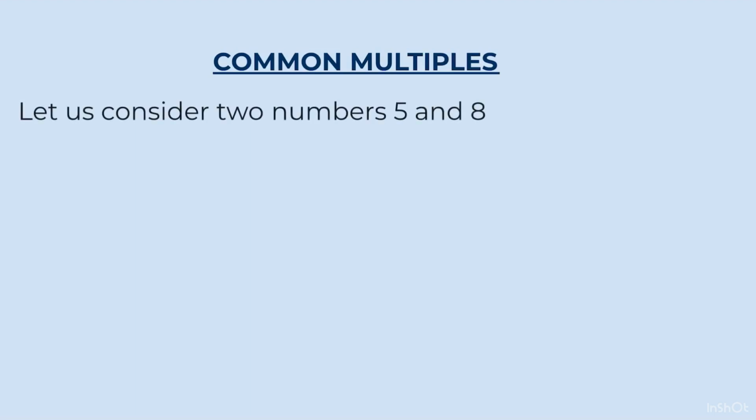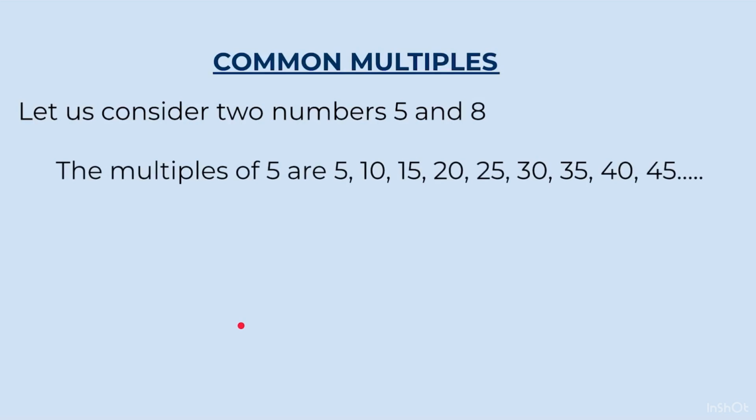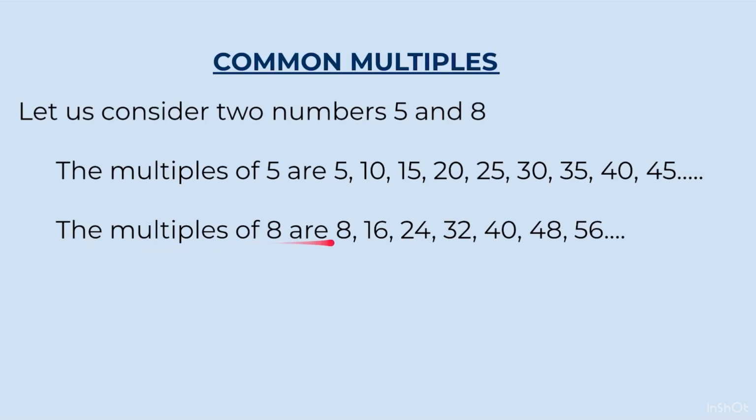The first method. Let us consider two numbers, 5 and 8. The multiples of 5 are 5, 10, 15, 20, 25, 30, 35, 40, 45. To take out the multiples, we multiply the given number by 1, then by 2, then by 3 and so on. Similarly, the multiples of 8 are 8, 16, 24, 32, 40, 48, 56 and so on. So these are basically tables of 5 and 8.